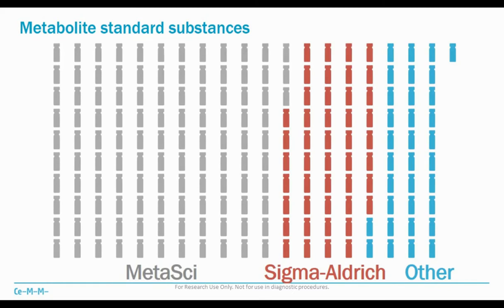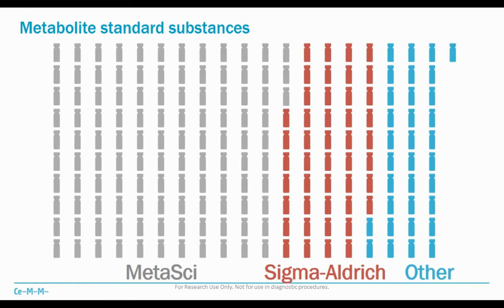And if you want to achieve absolute quantification, you need to have calibrations. And if you want to have calibrations, you need metabolite standards. So we really looked out there to see how many metabolite standards we can buy commercially, and we ended up with our own metabolite standard library of 190 metabolites.